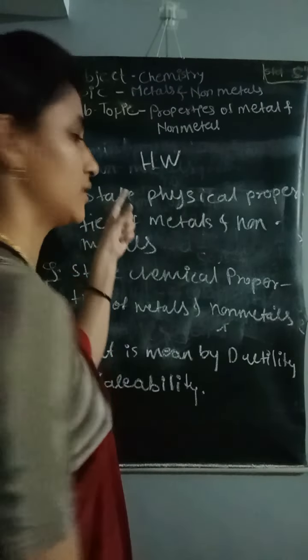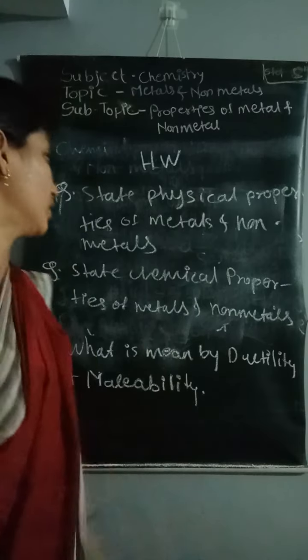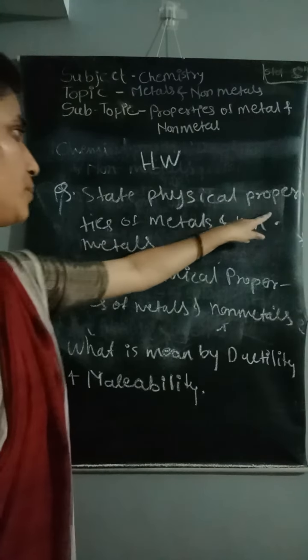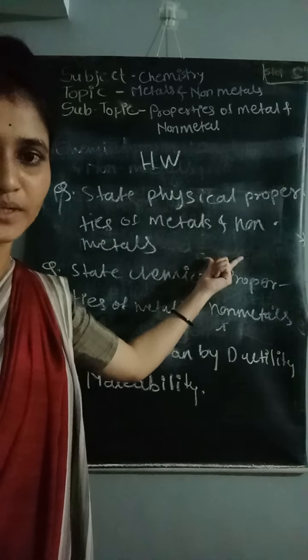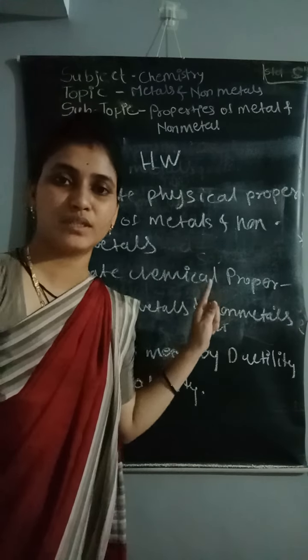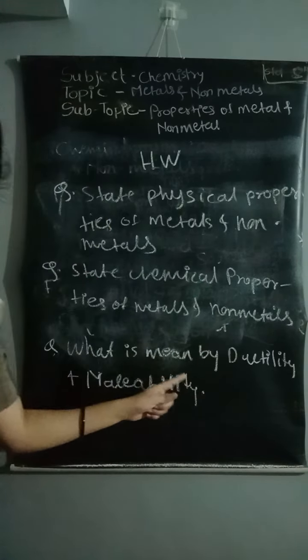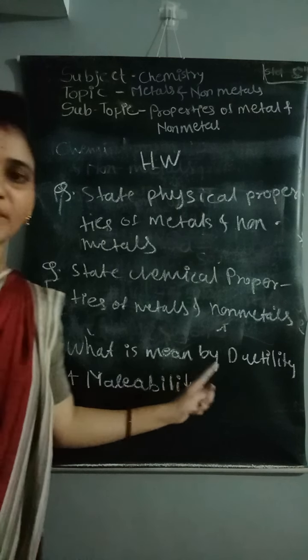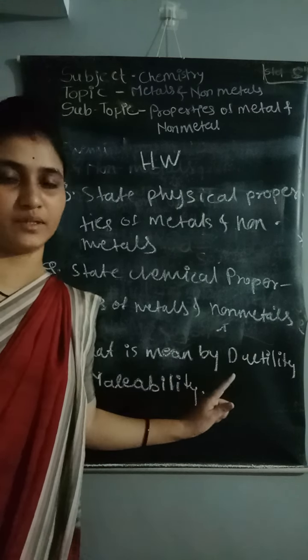I want to give you some homework for this video. So see here students, there are three questions for your homework. One, state the physical properties of metals and non-metals. Two, state the chemical properties of metals and non-metals. Third, what is meant by ductility and malleability.